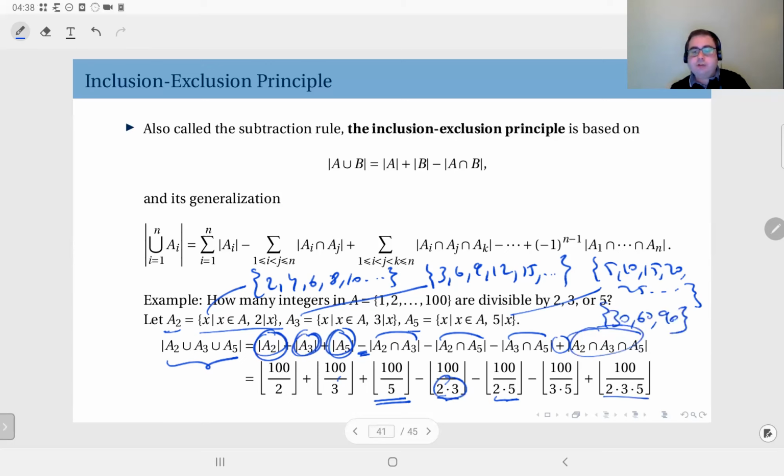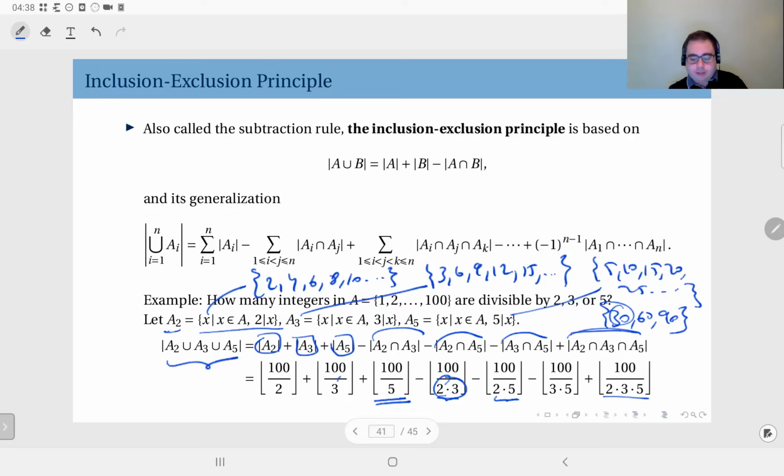But you see, take 30 for instance. I have added 30 in this set, and also this set, and also this set. So at the beginning, it was added 3 times. That is excessive. So I'm subtracting these intersections. But now look at 30. 30 is in here, so subtract it once. Also here, subtract it twice, and it's also here. Now subtract it 3 times, which means it hasn't been added yet. So to compensate for that, I'm adding this one. Same as 60, same as 90.